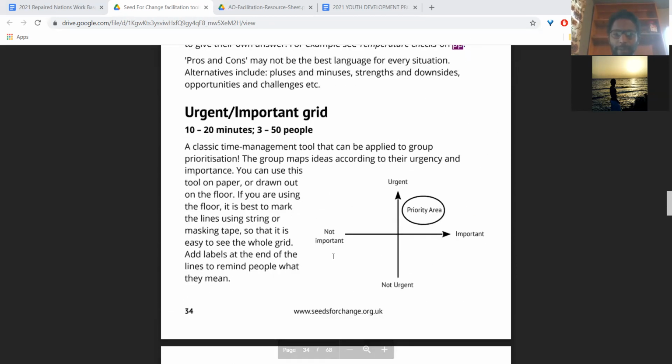This urgent-important grid is also really dope. It could be used with sticky notes, or you can just write straight on the axis. But essentially, on the left-hand side, not very important. Right-hand side, very important. At the bottom of the chart, not very urgent. At the top of the chart, urgent. And so if it's in that top right quadrant, that means it's super urgent and super important, and that should be what we're prioritizing. But then there will be urgent but not important, and important but not urgent.